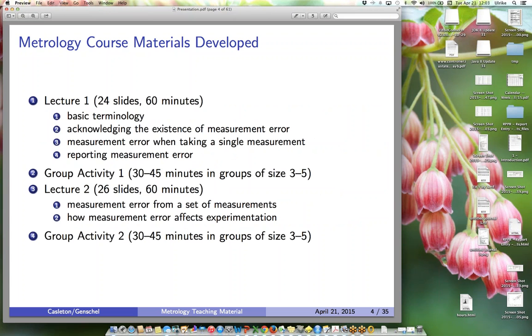The takeaway from lecture one is just to introduce some basic terminology. And what I feel was the most impactful aspect of this material was to get students to just acknowledge that measurement error existed. And then in the first lecture, to keep things simple, we talk about measurement error for just a single measurement and how to report that. And then in the second lecture, we get into measurement error from sets of measurements, which leads naturally into how measurement error affects experimentation.